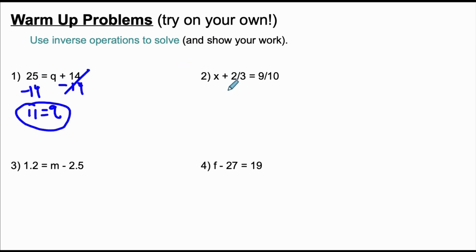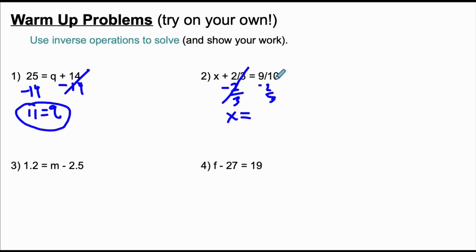Moving on to the second one. All right, I know that I'm going to have to use subtraction. That's my inverse of addition. And I'm subtracting 2/3 because 2/3 minus 2/3 cancels out. All right, that leaves x isolated by itself. Now, I'm subtracting 2/3 from this side of the equation, but the problem is I need common denominators. So I'm going to work on the side here.